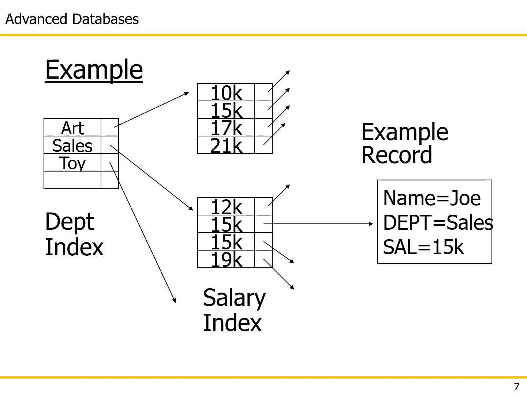Now if you're building this on department and salary and you get a query on department and salary, you will be able to answer this fairly well in terms of performance. Say you got select star from table where department equal to art and salary equal to 17K. So you look first up using the art value and you find the reference to the page that has the list of salaries, and then you look up that for 17K and you're done.